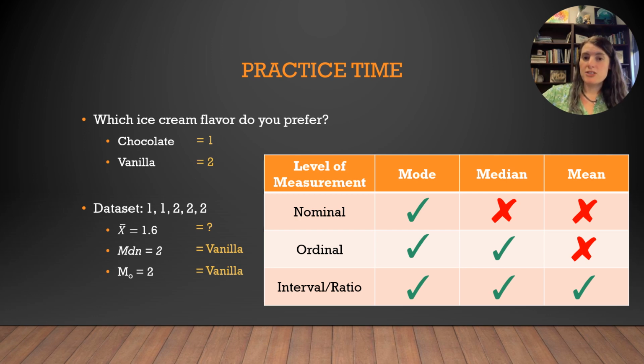So for my original question, what's my level of measurement? It's nominal, right? The answer choices are categories and they cannot be put in rank order. So if we look at my chart here, it means the only statistic I can actually interpret is the mode. So the most common ice cream flavor in my data set is vanilla. I can't make any conclusions about the middlemost value or the average value due to the level of measurement restrictions.